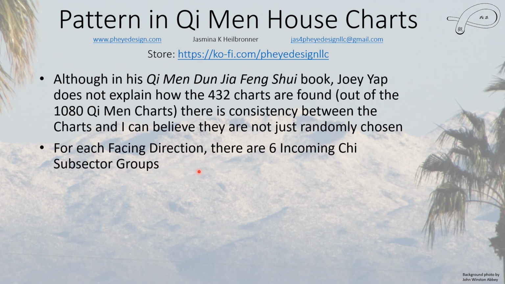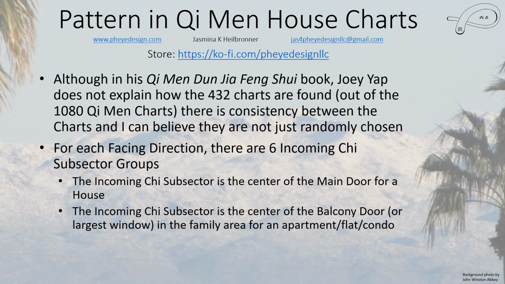Now, for each of the 8 possible facing directions, there are 6 incoming chi subsector groups. The incoming chi subsector is determined by the center of the main door for a house, with the door in the closed position, so it's really the center of the door opening. For an apartment, a flat, or a condo, the incoming chi sector is either the balcony door, and if it's a slider, it's the middle of the moving half, or if you don't have a balcony, then it's the largest window in the family area. That will determine where your chi is coming in, and which one of the 6 chi subsector groups you're in.